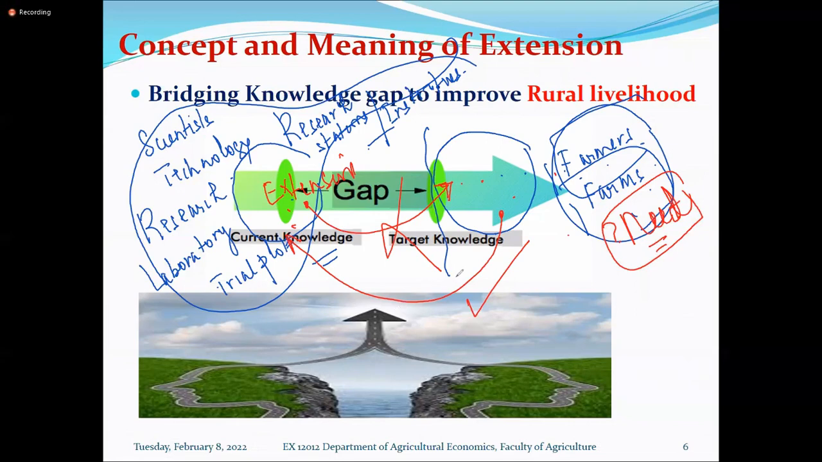So you all have to understand, extension always starts from the farmers' field, farms, right? There only the need will arise, right? They have problems. They have challenges, right? They have problems, they have challenges, and constraints. Right? Constraints. What are the constraints?